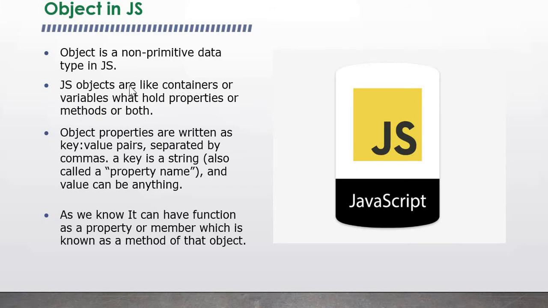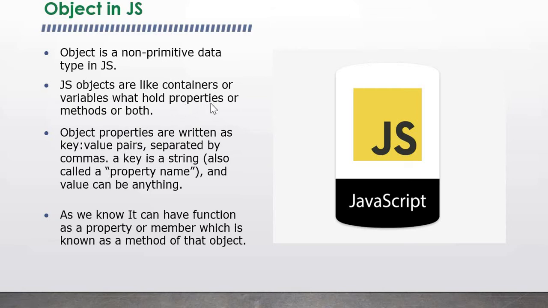JavaScript objects are like containers or variables that hold properties or methods or both. A variable is used to hold some data. Similarly, an object is used to hold some properties or methods, or both. Object properties are written as key value pairs.